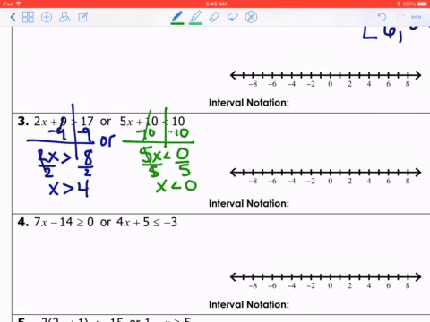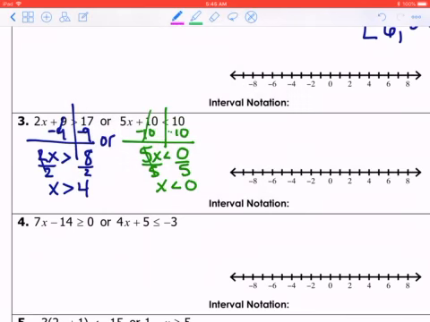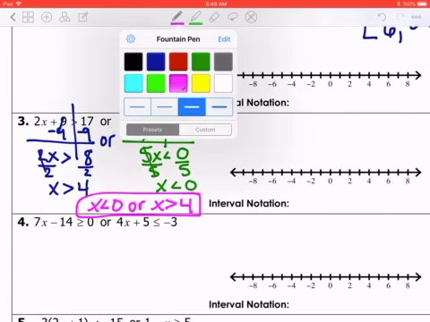Now, when I go to write this, you usually write the smallest one first. So actually, I would say, for my final answer, x is going to be less than 0 or x is greater than 4. This is what we need to graph on the number line and show in our interval notation.